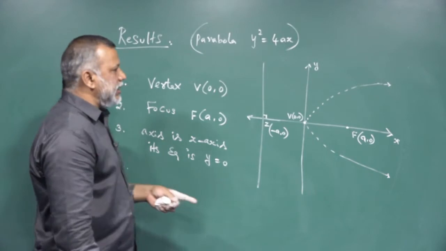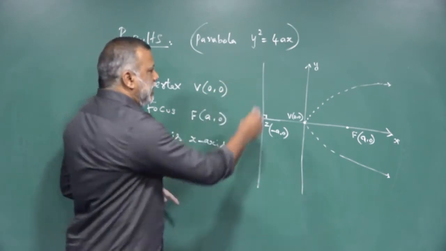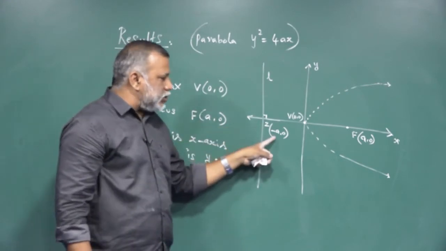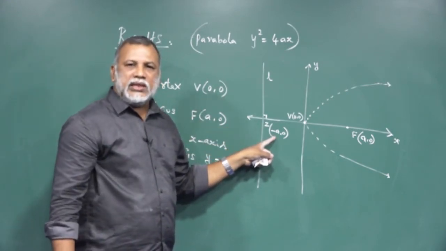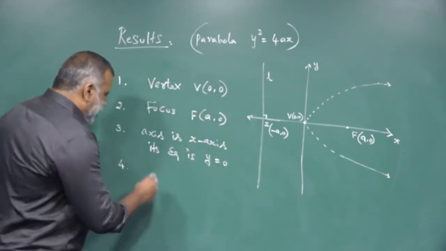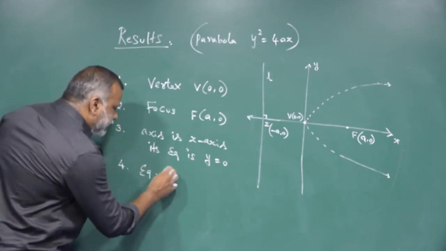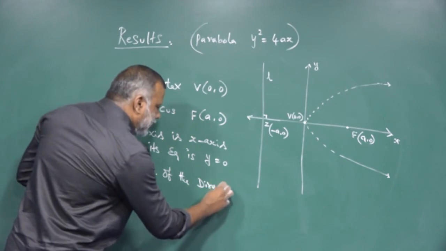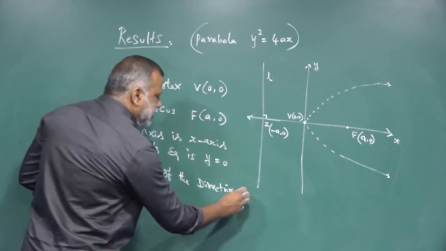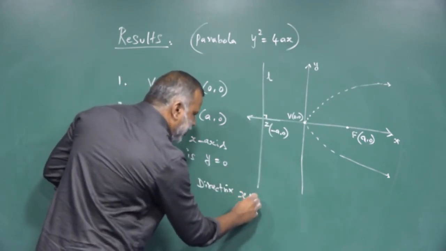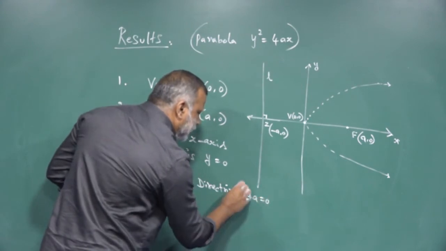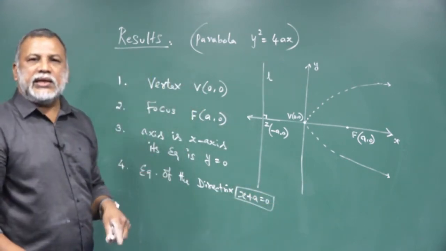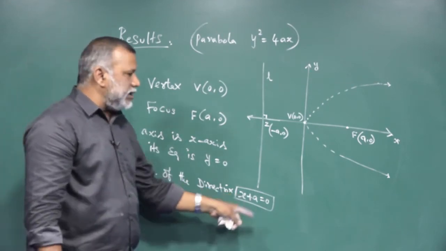Now the fourth result is, this is the directrix L. We already worked out. This directrix is passing through the point minus a comma 0. Therefore, x equal to minus a. Equation of the directrix. See here, x plus a equal to 0. This is the equation of the directrix, x plus a equal to 0.